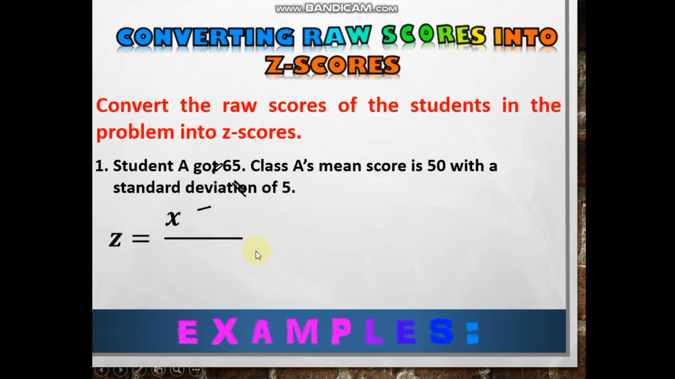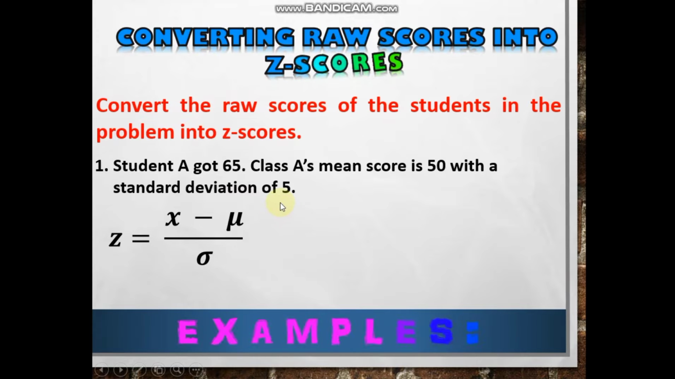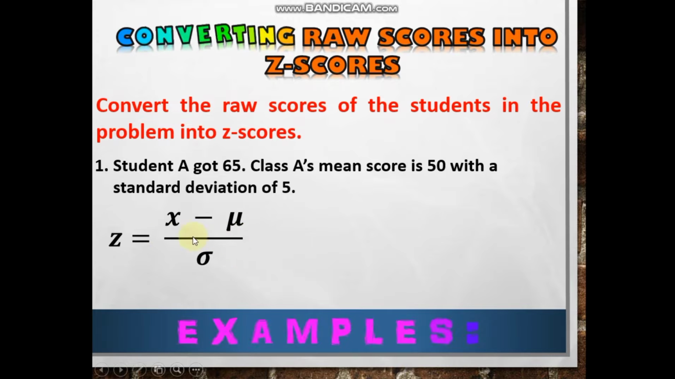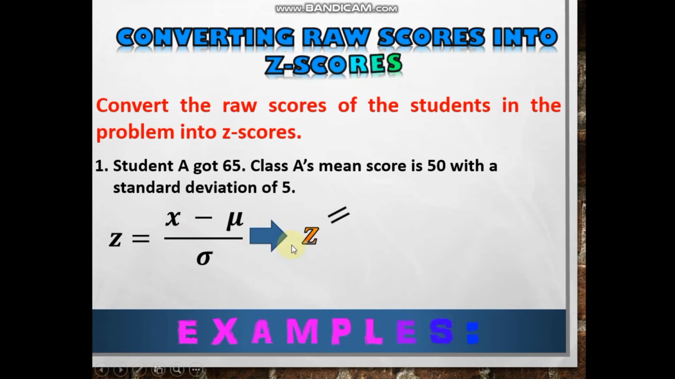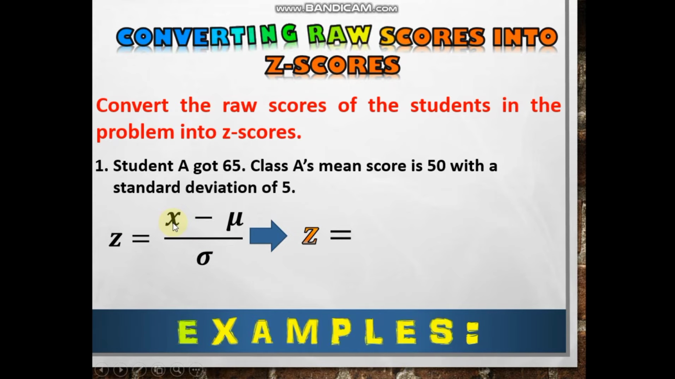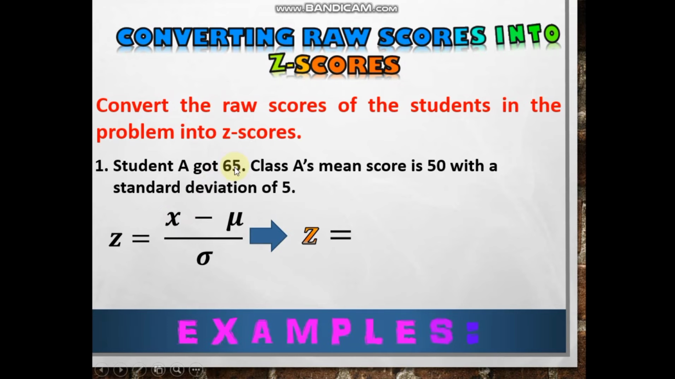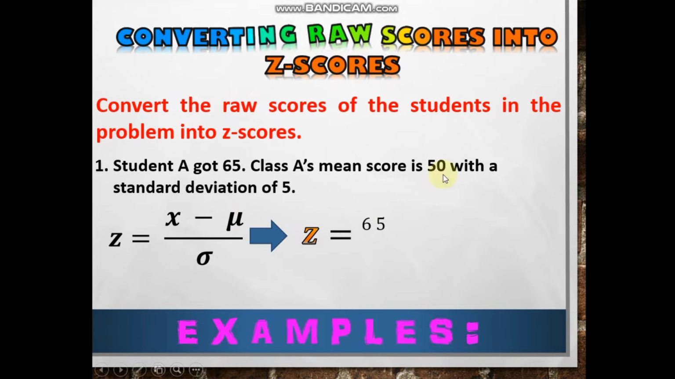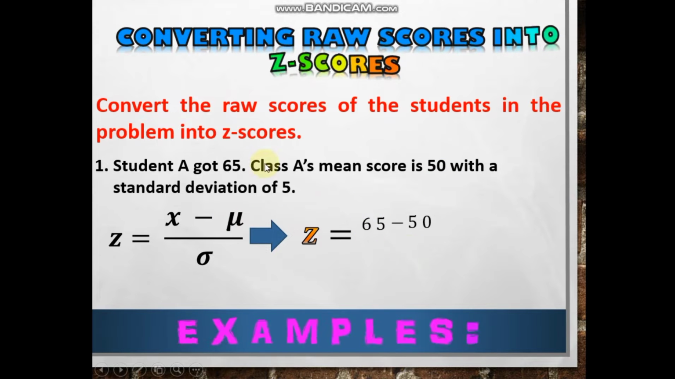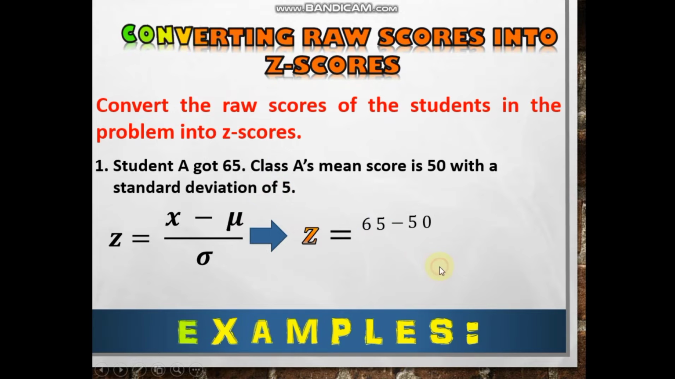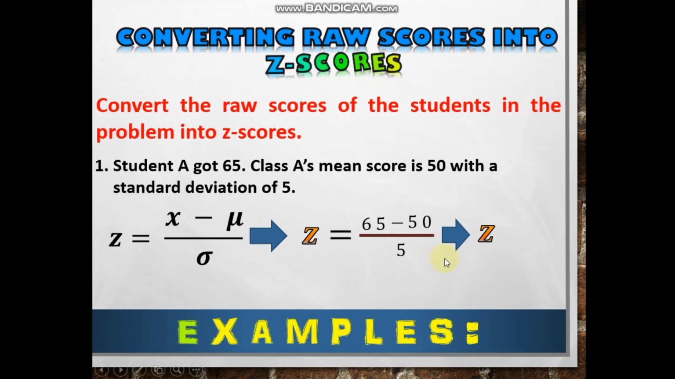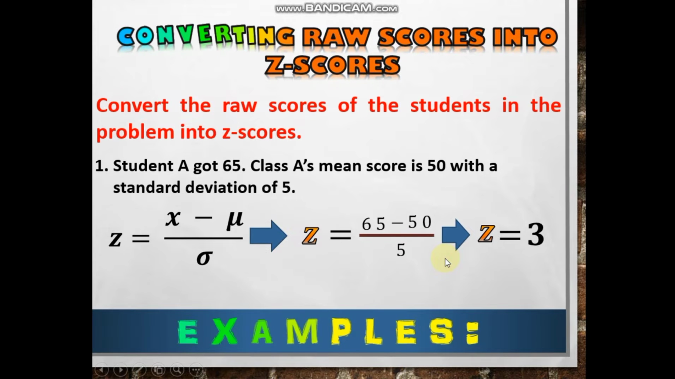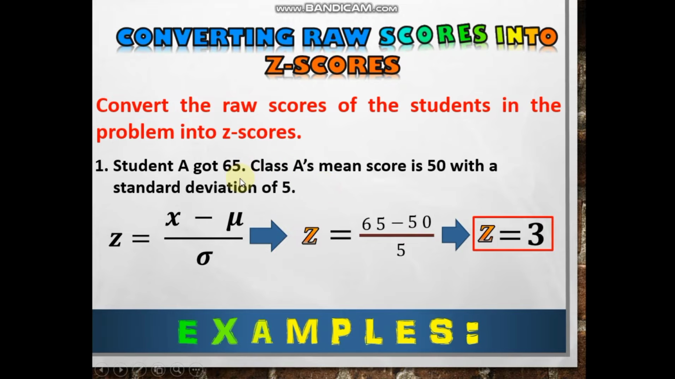So using the formula, we simply substitute all the given into our formula. So z is unknown, so we still have our z that is equal to the raw score, your x value, that is 65. Kung anong score ng student, that is 65. Minus your mu or your mean, that is 50, divided by the standard deviation of 5. So, 65 minus 50 is 15, divided by 5 is 3. So, your z-score for a student who got a score of 65 is 3.